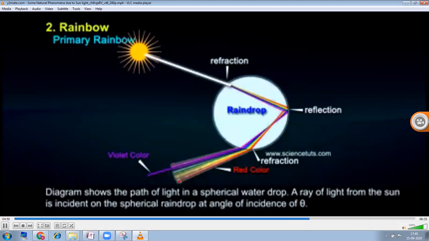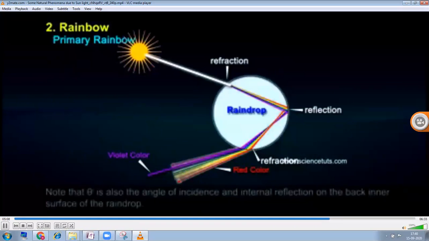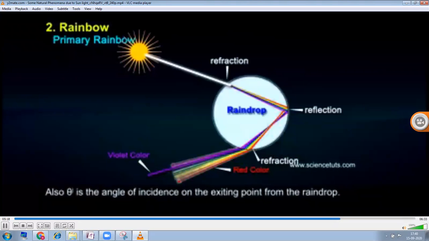Diagram shows the path of light in a spherical water drop. A ray of light from the sun is incident on the spherical raindrop at angle of incidence of theta. The ray is refracted along AB, making an angle of refraction theta dash. Note that theta dash is also the angle of incidence and internal reflection on the back inner surface of the raindrop. Also theta dash is the angle of incidence on the existing point from the raindrop.